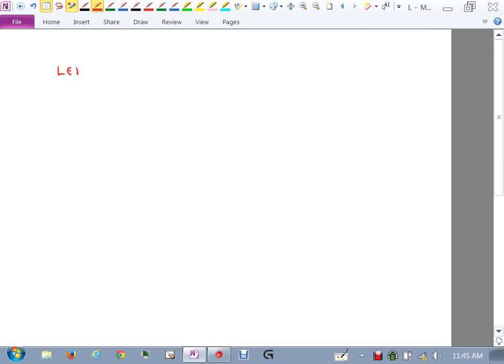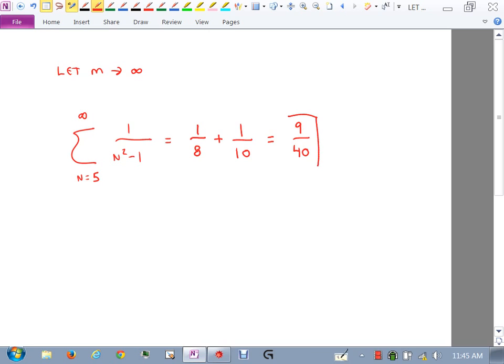So let m go to infinity, and what we get is the sum n equals 1 to infinity of the original problem, which was 1 over n squared minus 1. Yes, thank you. N equals 5 to infinity is, what was it? 1/8 plus 1/10? What's that? What is it? 9/40ths? Sounds good.